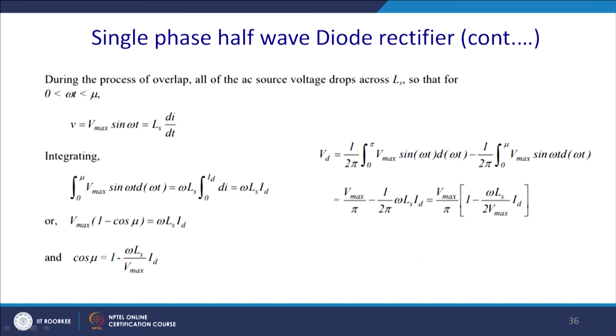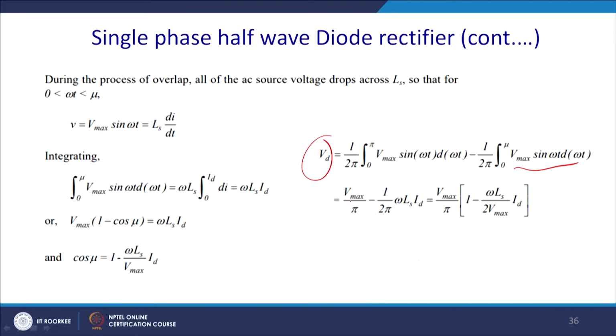Similarly, we can calculate VDC, and since in this zone 0 to mu it does not get any voltage, the output voltage comes down and we need to subtract that voltage. For this duration, it is V max by pi into 1 by 2 pi omega Ls into ID. So, effectively that value becomes V max by pi into 1 minus omega Ls by 2 V max into ID. This will be the average voltage while accounting for this source inductance in the system.